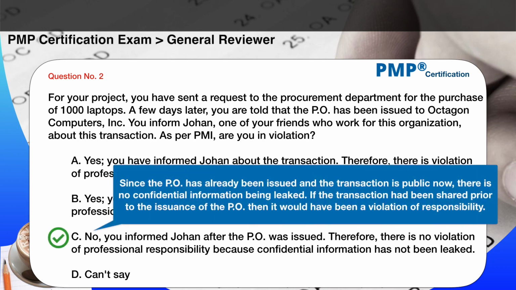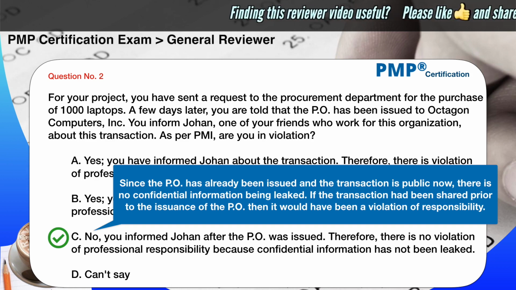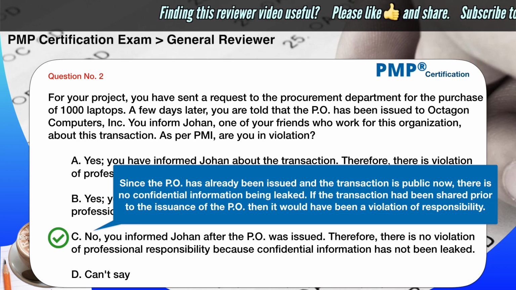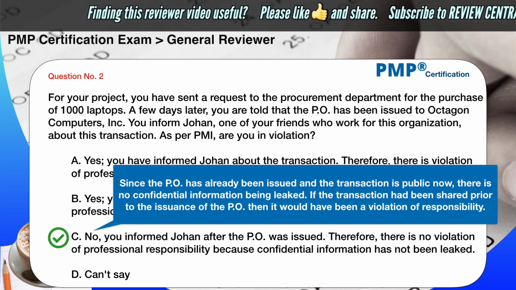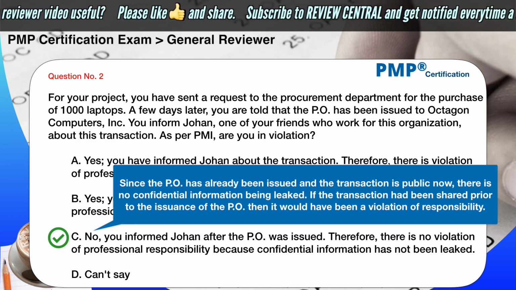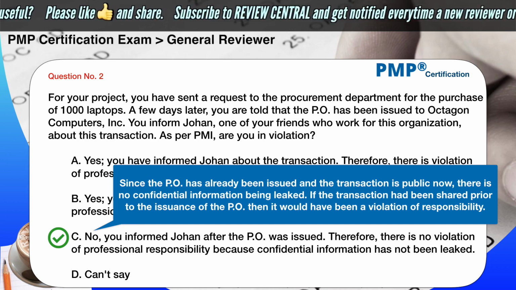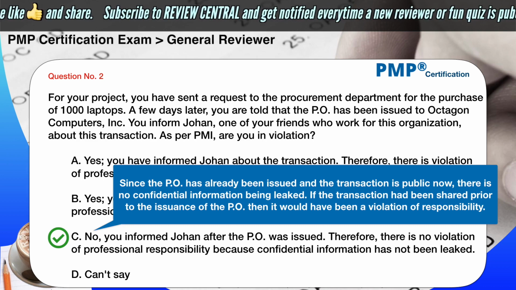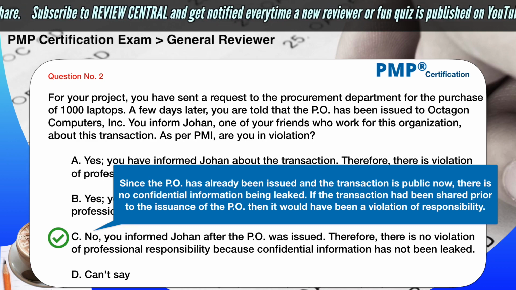The correct answer is C. No, you informed Johan after the PO was issued. Therefore, there is no violation of professional responsibility because confidential information has not been leaked. Since the PO has already been issued and the transaction is public now, there is no confidential information being leaked. If the transaction had been shared prior to the issuance of the PO, then it would have been a violation of responsibility.